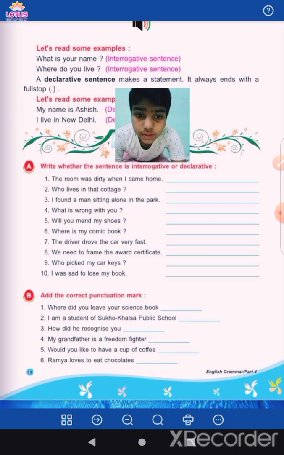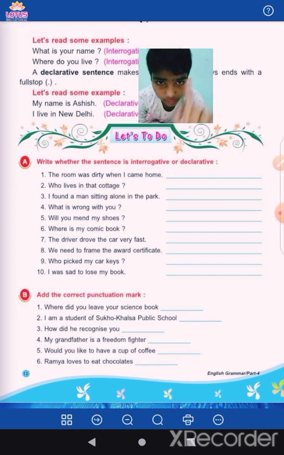See, one time I will just explain once. One question you have to do, others once. Write whether the sentence is interrogative or declarative. The room was dirty when I came home. Does it end in a question mark? No, it ends in a full stop. So it is basically declarative. Next, who lives in that cottage? Question mark. Put interrogative there. So wherever there is a full stop, put declarative. Wherever there is a question mark, put interrogative. That's it.